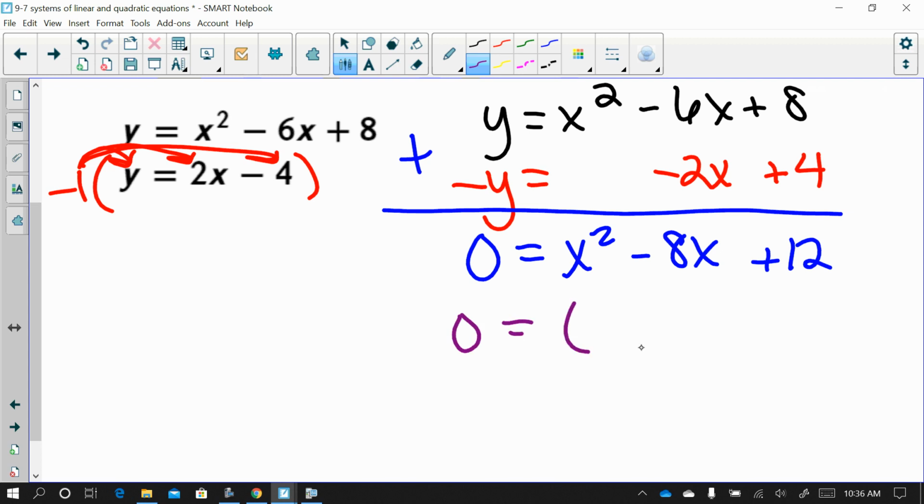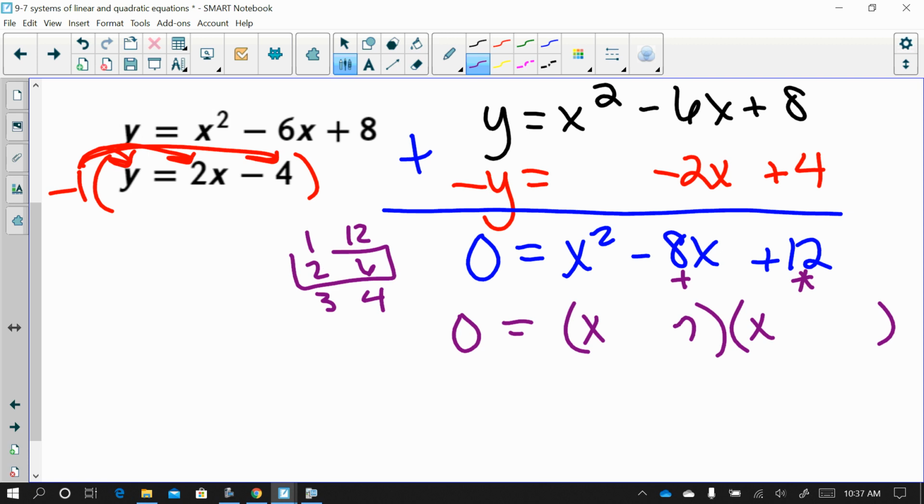0 equals, okay, we'll do our 2 sets of parentheses because there's no GCF. How do I make x squared? X times x. Okay, now I'm thinking of two numbers that multiply to 12, and I can combine them to make 8. Okay, so 12, 1 and 12, 2 and 6, 3 and 4. Oh, 2 and 6 is my magic pair. Put a 2, put a 6. This sign tells you signs are the same, and they both get a negative.